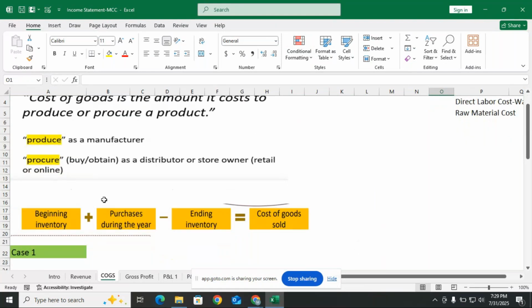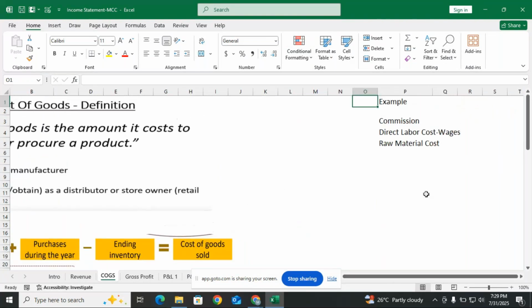So nothing but your COP, your cost of production. Now how do you arrive at the COP or the COGS? Beginning inventory, nothing but your opening stock, plus the purchases made during the entire year, minus closing stock, and you arrive at the cost of goods sold. So, how do you arrive at the cost of goods sold? Opening stock plus purchases made during the entire year, minus closing stock, you arrive at the cost of the goods sold.